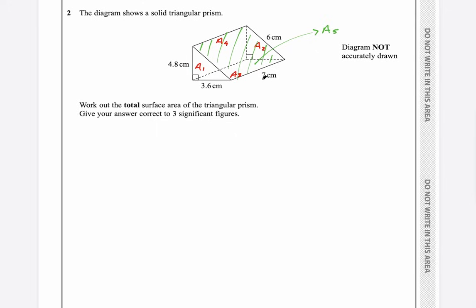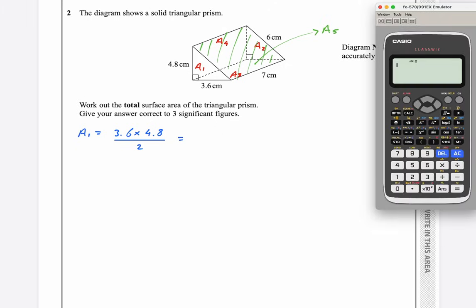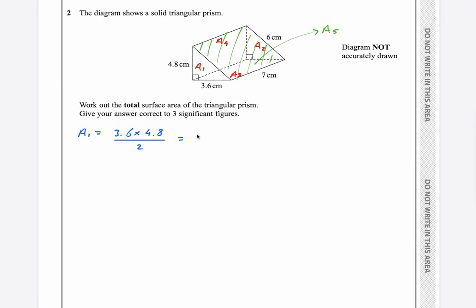Okay, now we need to just get the area of all 5 faces and then add them together. So the first area is this times this divided by 2. It's a triangle, so I just do 3.6 times 4.8, and I divide by 2 because it's a triangle. 3.6 times 4.8 divided by 2 is 8.64. Area 2 is the same, because this is exactly the same. It's a prism. So this is 8.64. I don't have to show the working for that.